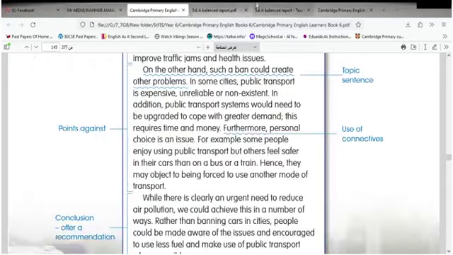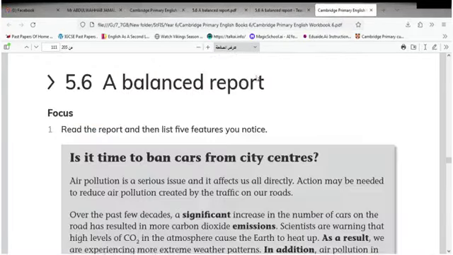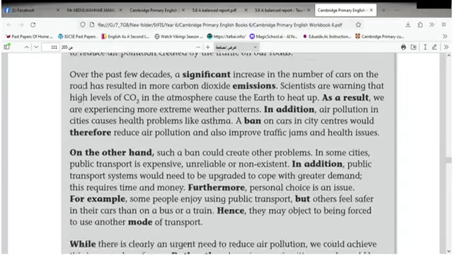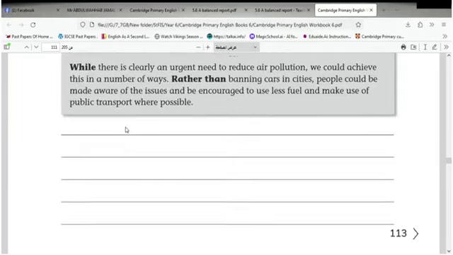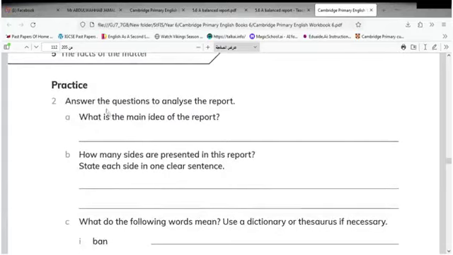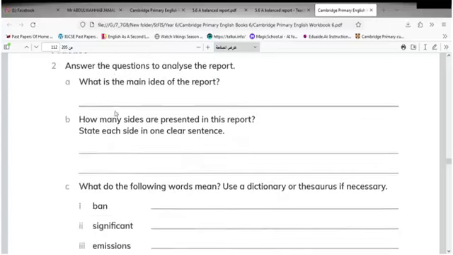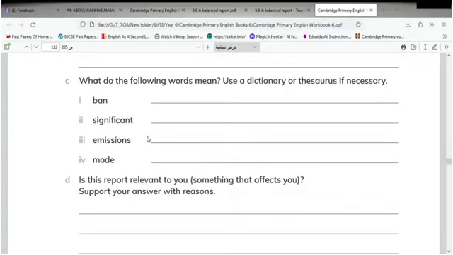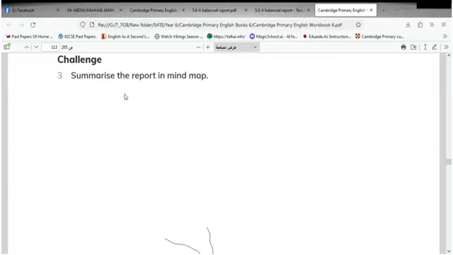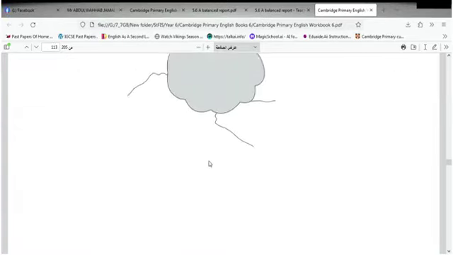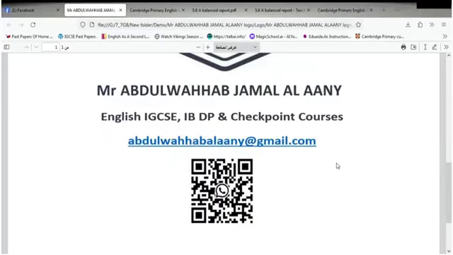I'd like to thank you so much for having me today. Remember that the homework is 5.6 balanced report in the workbook. You have focus, practice, you have a text, a balanced report, then you have practice, you have to answer questions, words, and then the challenge, which is to summarize the report in a mind map and try to plan and write another one.